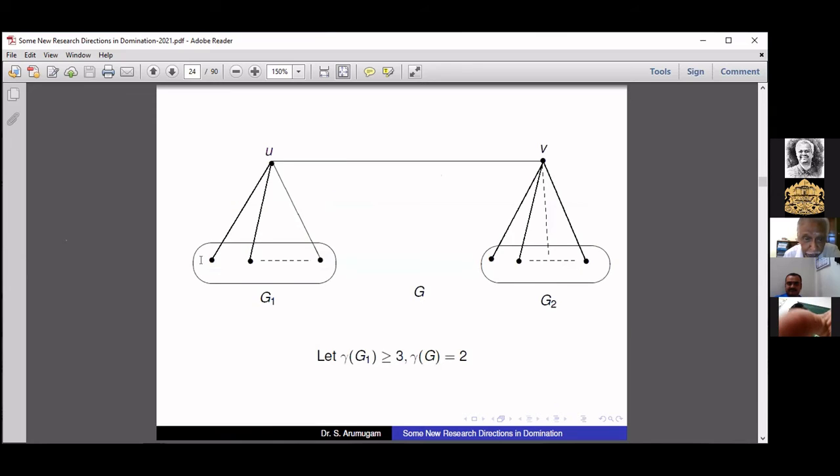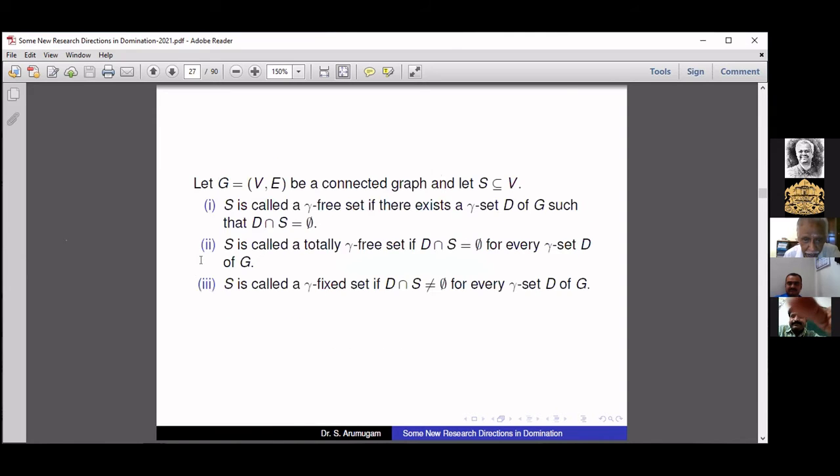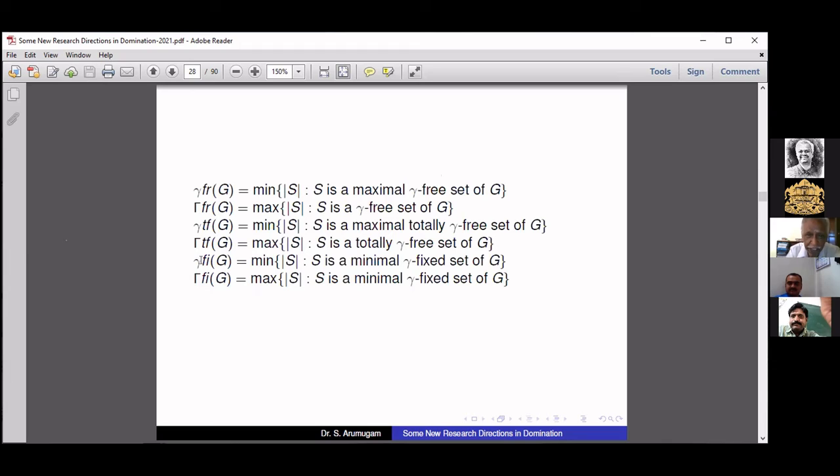There are a lot of problems, because for gamma-free and gamma-fixed, I have defined six parameters. All six parameters, no one has started on, because I have only just defined them. You can start developing the theory of these parameters. So there is full scope for two, three PhD theses here. That's how the whole thing comes. Thank you, sir. Fine.